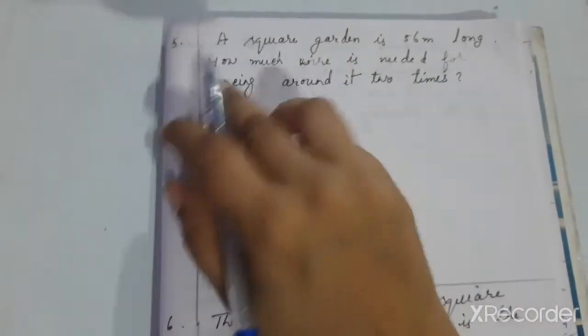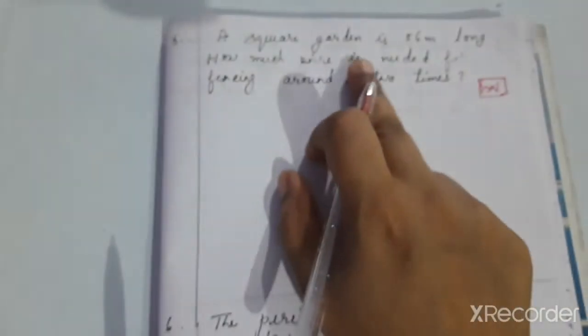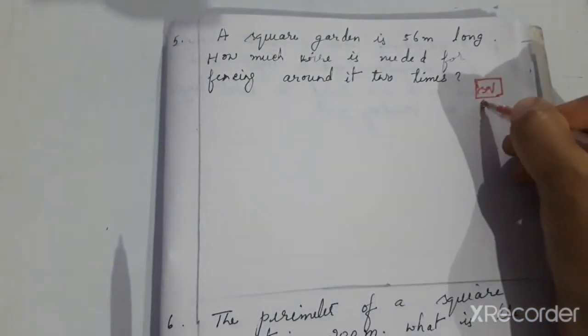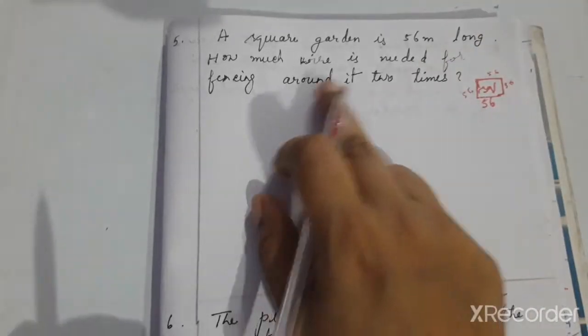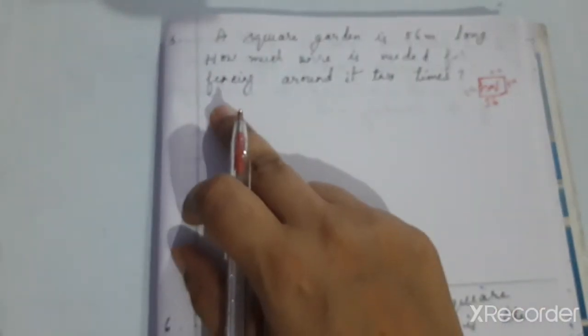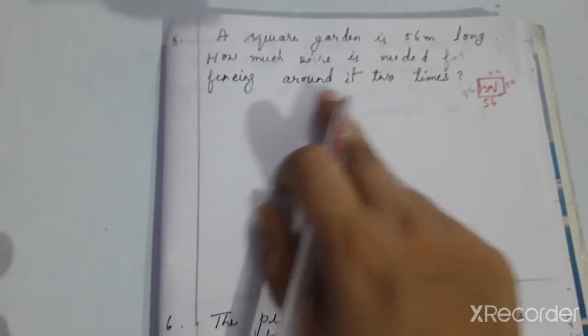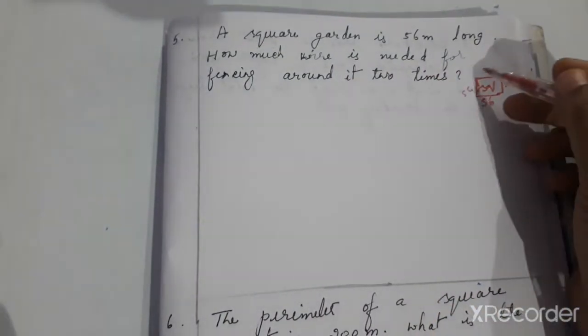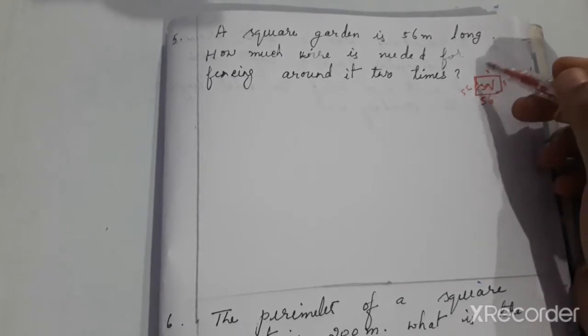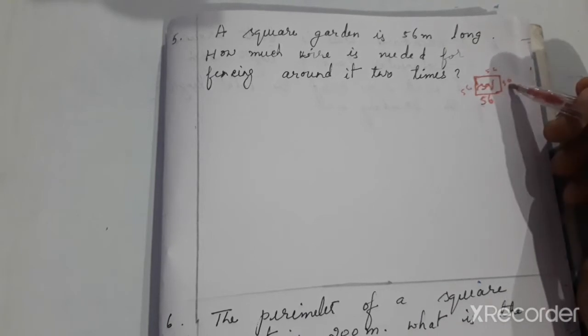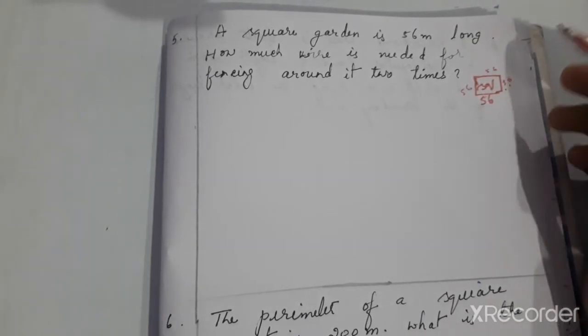Next, fifth question. A square garden. So the shape of the garden is square. The square garden is 56 meter long. So one side is 56, which means all sides are 56. How much wire is needed for fencing around 2 times? So we have to find first 1 time. Fencing around the ground means we have to find the total length around the garden. So that is perimeter. So we have to find the perimeter.